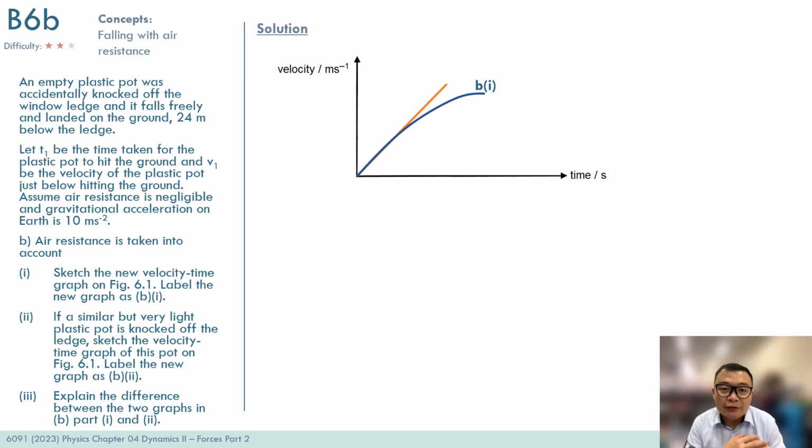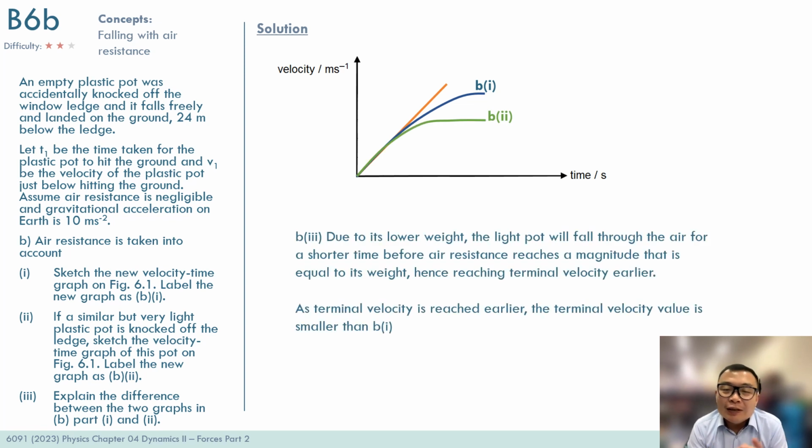In this part, you are to sketch a new graph for a flower pot that is lighter in mass. So let's think of when does the object reach terminal velocity. The object reaches terminal velocity when the forces are balanced, and this means that the air resistance force must match with the value of the weights of the object.